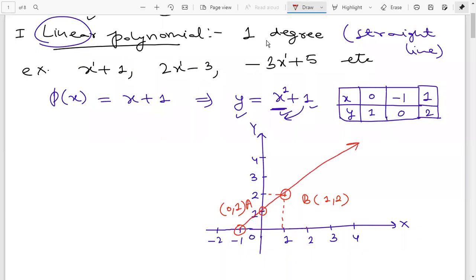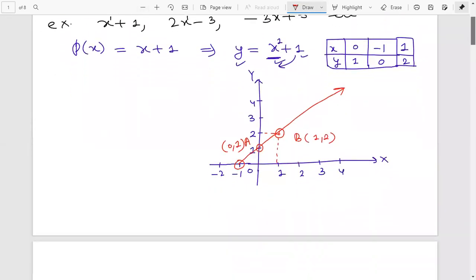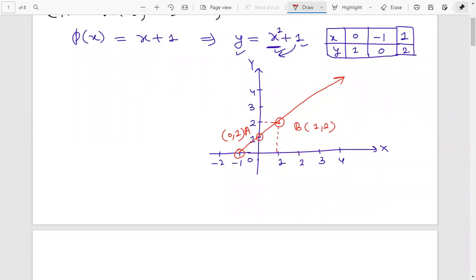So all the solution points will come on this line only, and then we can extend in both sides because a line has no endpoint. So this is basically a line. So that's why it is called a linear polynomial. Linear polynomial means this graph will come as a straight line.